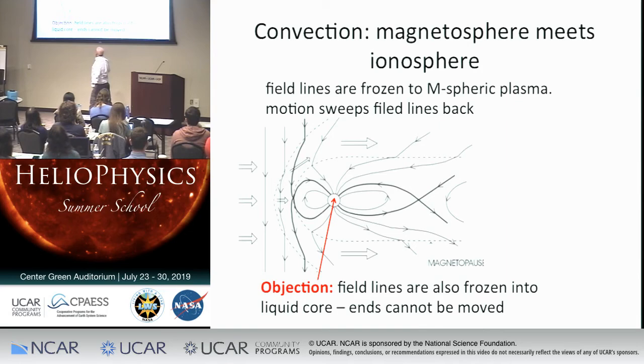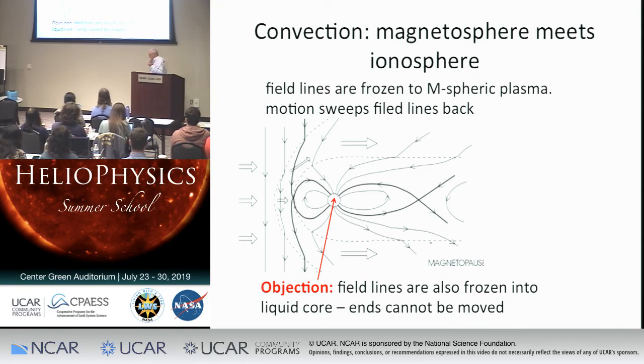So what we have, though, is that in order to create this open flux, we have to reconnect at the day side and then reconnect back at the night side. So there's basically this constant exchange of closed to open back to closed field. And that means the field lines have to cross over, follow this path.